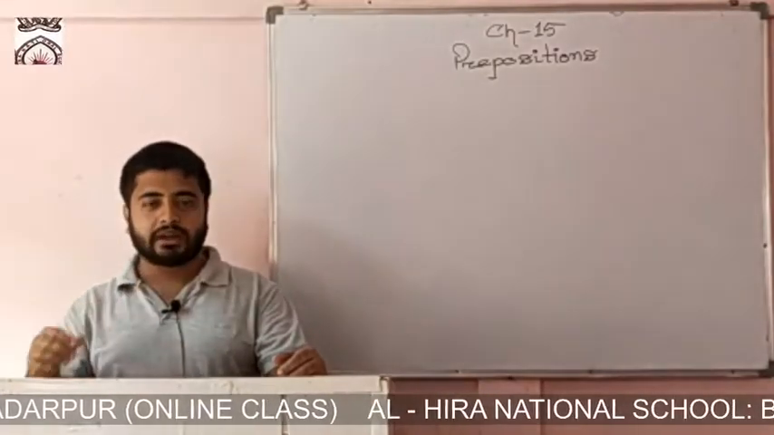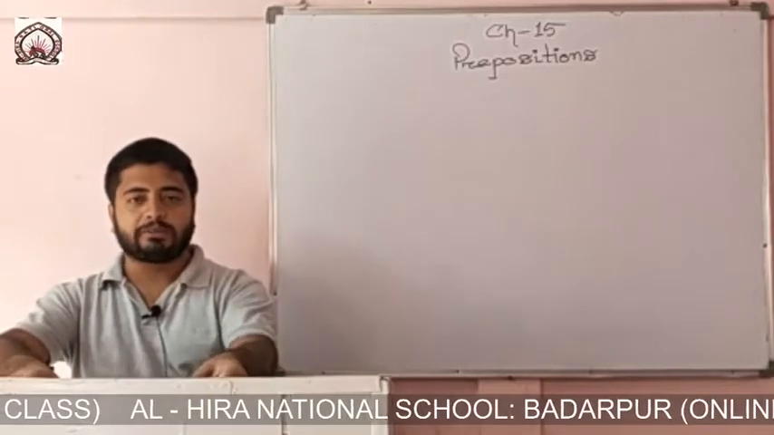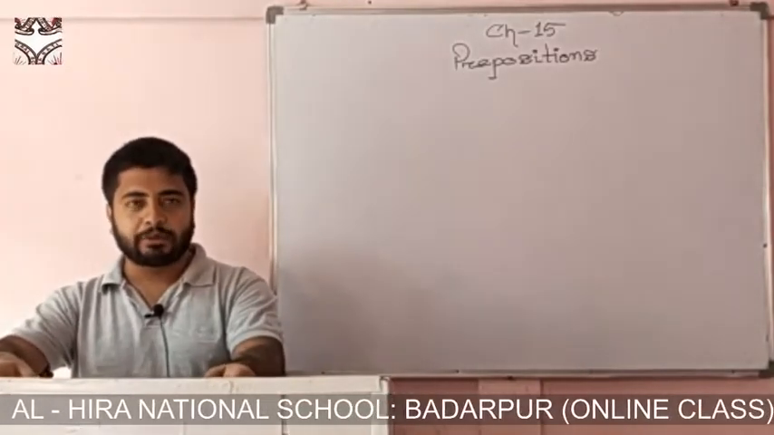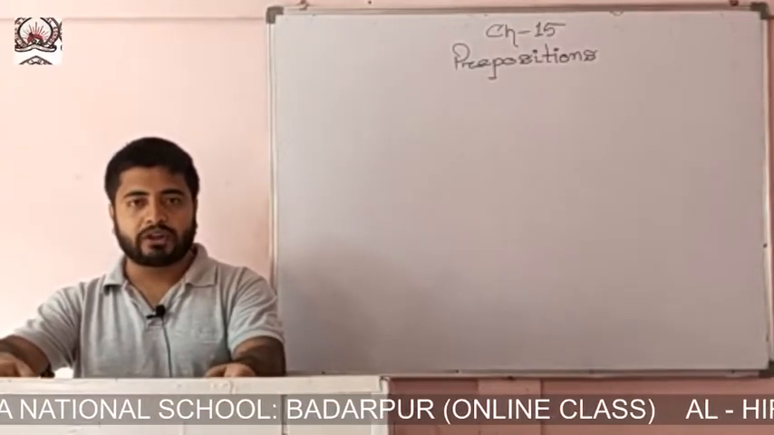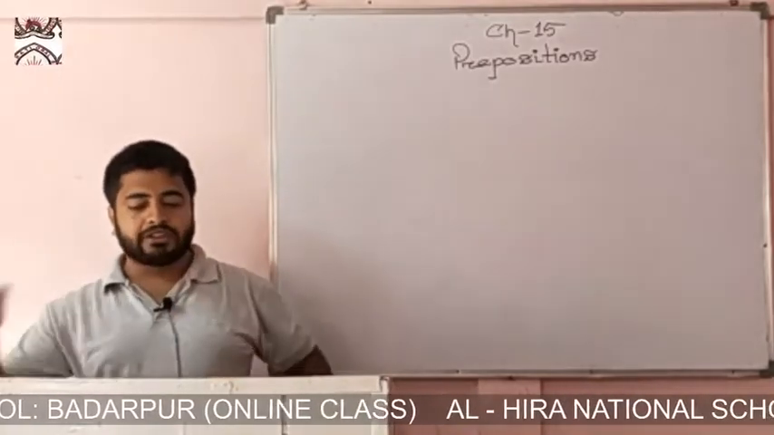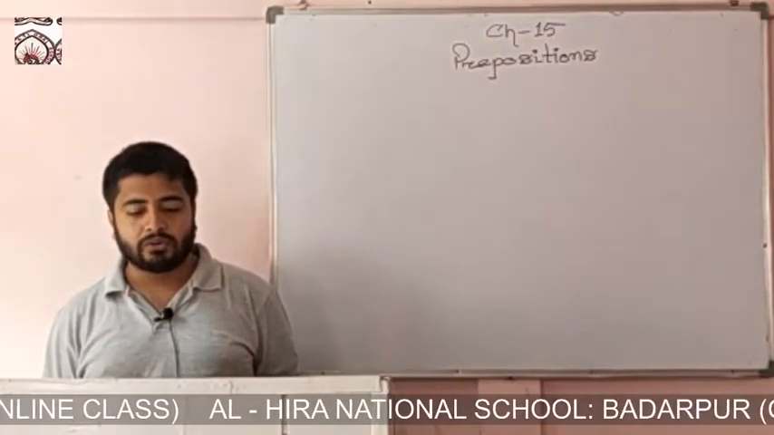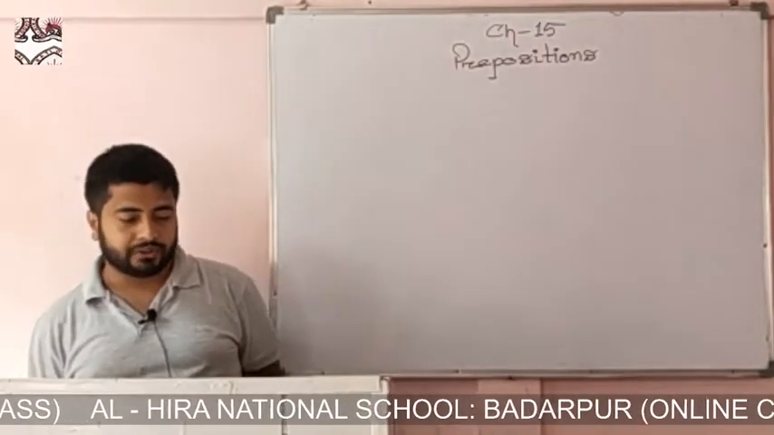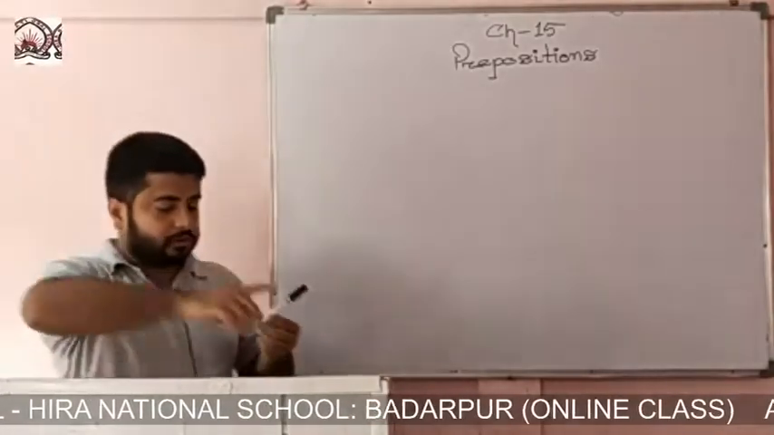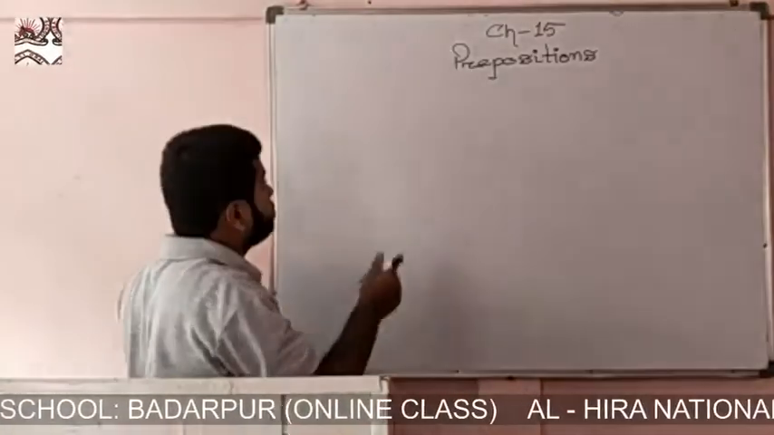Let me start the discussion with prepositions of place. So what is a preposition of place? It is a preposition which is used to refer to a place where something or someone is located. So at first I will discuss prepositions of place.